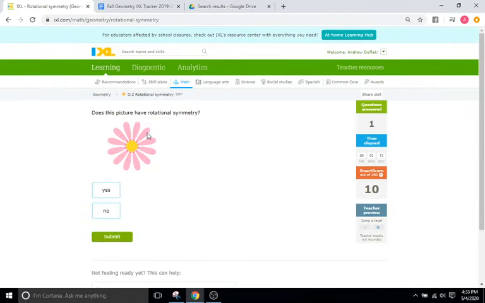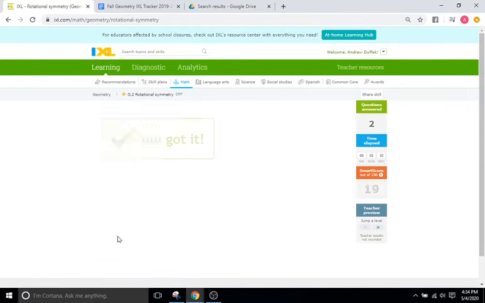Oh yeah. You can turn this a very small degree of a rotation, and this will overlap on itself perfectly. Everything's the same color, everything's the same shape, so in fact it has several points of rotational symmetry, right? So yes, it does.